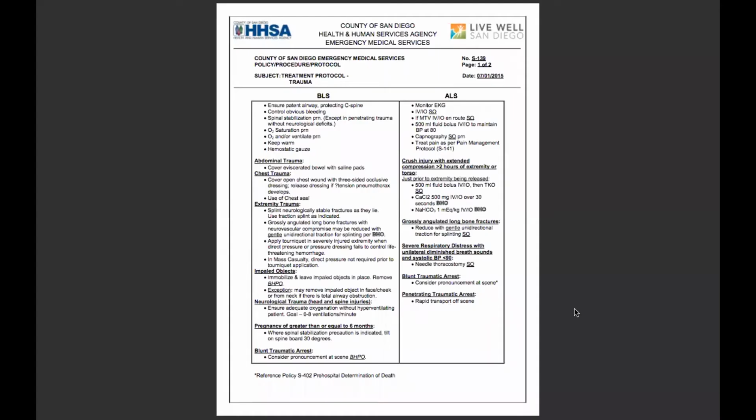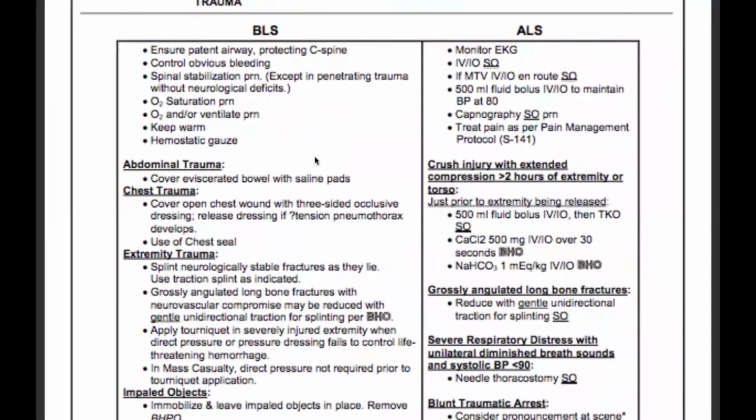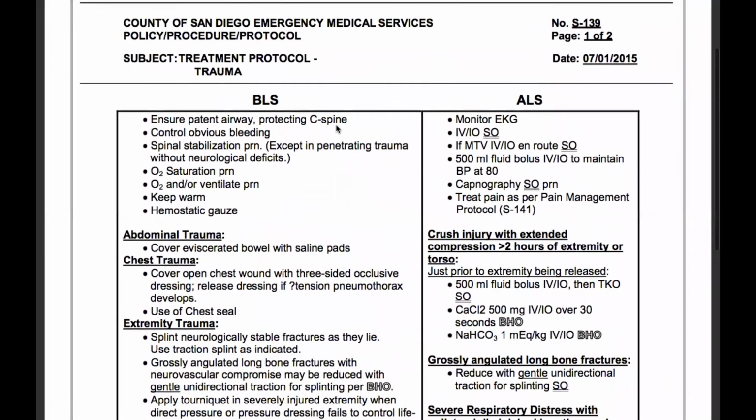Today we're talking about S-139, treatment protocol for your trauma patient. BLS, ensure patent airway, protecting C-spines. We'll have our patient be held with manual inline stabilization until we can assess their PMS and determine if they need a collar. Control obvious bleeding, direct pressure right off the bat.